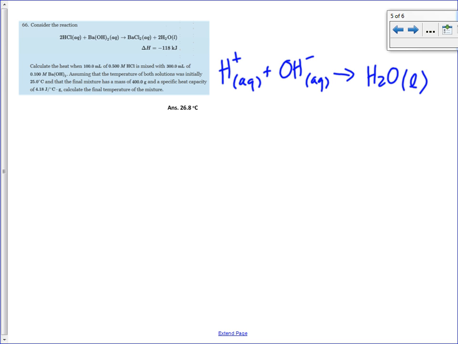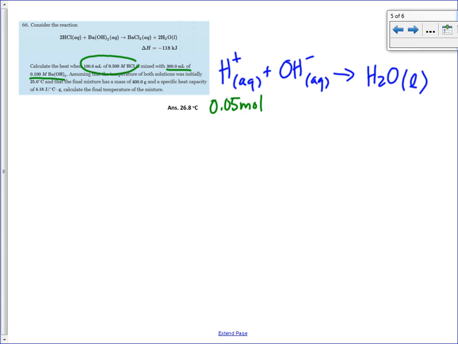All right, now if you look at the given information here, you can see that the moles of the hydrogen ion come straight from the hydrochloric acid, and that's going to be 0.05. Just multiplying molarity times liters like we always do.